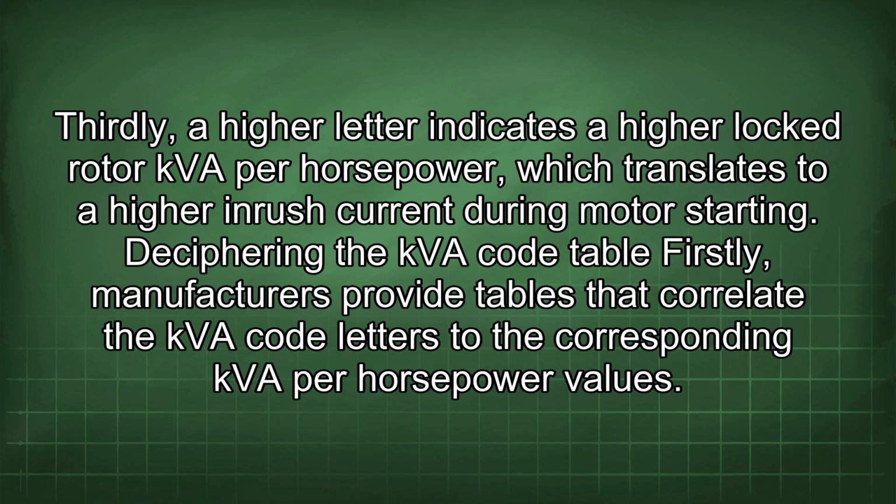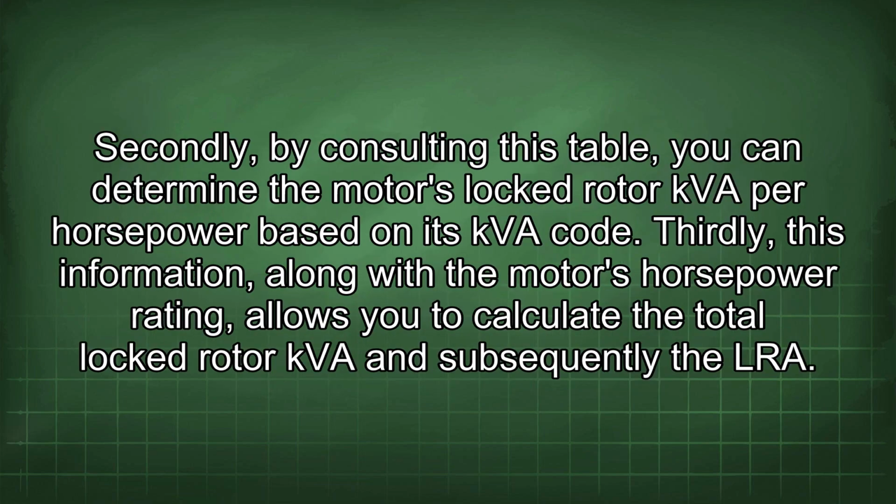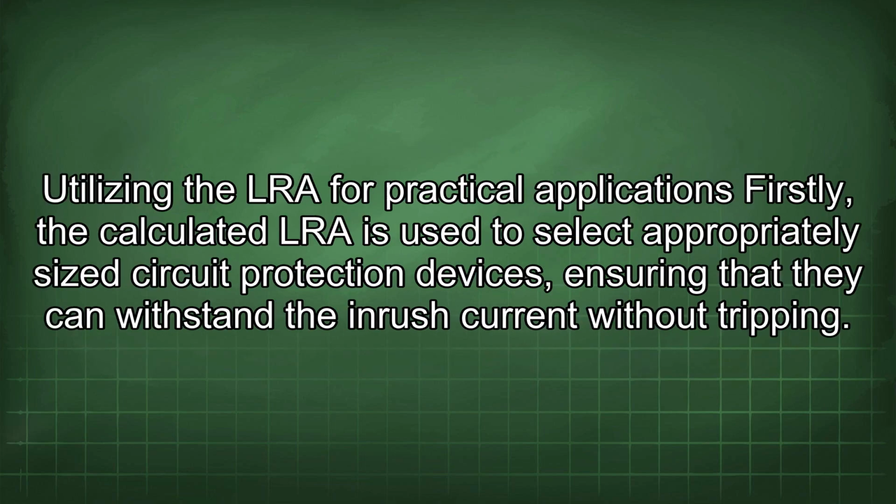Deciphering the kVA code table. Firstly, manufacturers provide tables that correlate the kVA code letters to the corresponding kVA per horsepower values. Secondly, by consulting this table, you can determine the motor's locked rotor kVA per horsepower based on its kVA code. Thirdly, this information, along with the motor's horsepower rating, allows you to calculate the total locked rotor kVA and subsequently the LRA.